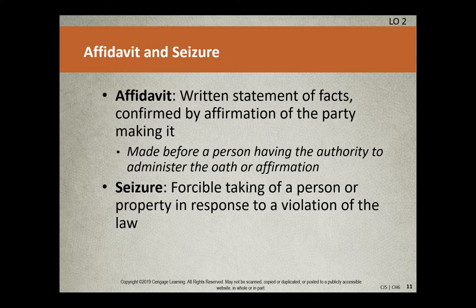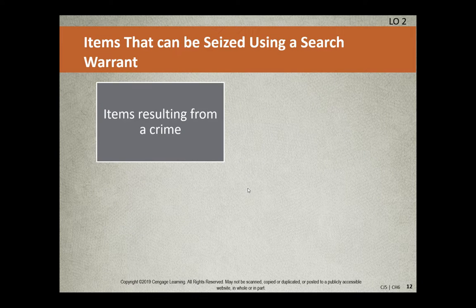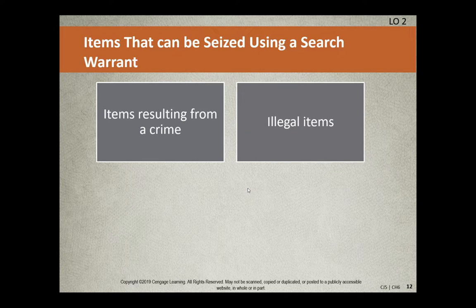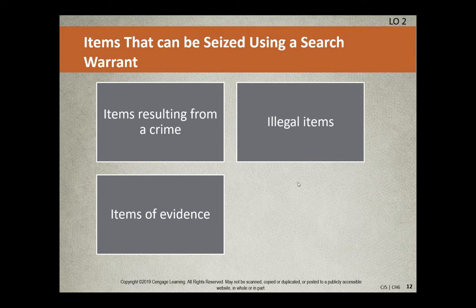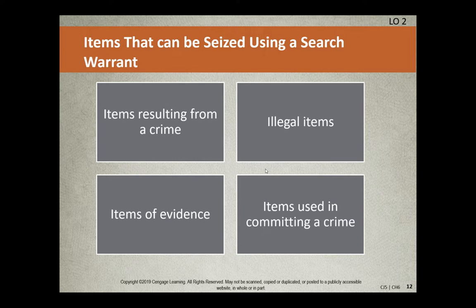So items that result from the crime, such as stolen goods, or items that are inherently illegal for anybody to possess. There can be certain exceptions, but think narcotics or counterfeit currency. Items that can be called evidence of the crime, maybe a bloodstained sneaker or a ski mask. And items used in committing the crime, such as an ice pick or a printing press used to make counterfeit bills.